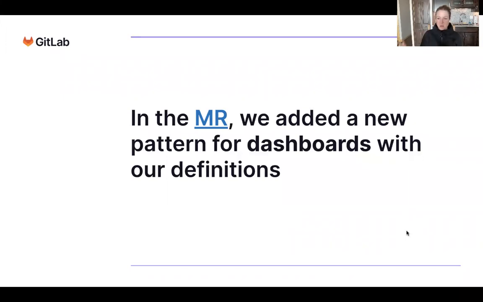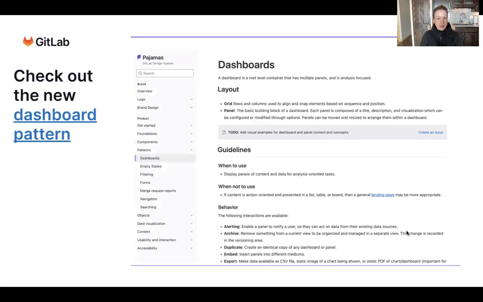At the end of the definition, when we were ready to move forward, we took it to an MR, and that was our exit criteria to complete the working group: to have a Pajamas MR up. And so here you can see we now have a full-fledged dashboard section in Pajamas that describes all of the concepts that we came up with. So we've got the definitions, layout, guidelines, and behavior for all of the different parts of the dashboard. So I suggest you go and look at that and give your feedback if you see anything you could make better.